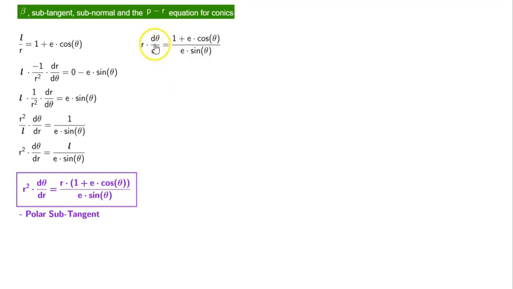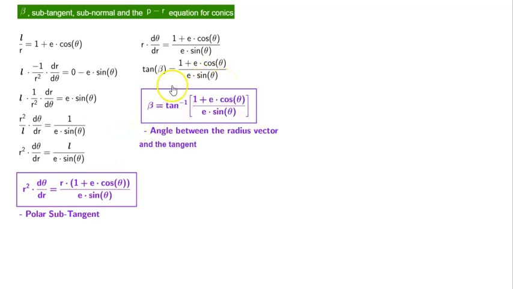Now, R times d theta by dr is equal to 1 plus E cos theta by E sin theta. So basically from this, we have cancelled out one of the R's. R d theta by dr is what? Tan beta equal to 1 plus E cos theta by E sin theta. So that means beta is equal to tan inverse of 1 plus E cos theta by E sin theta. So we have arrived at the angle between the radius vector and the tangent.